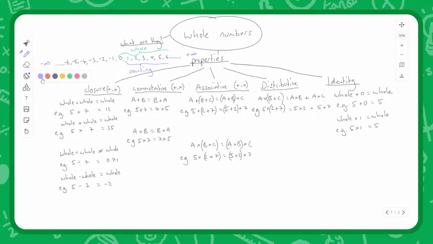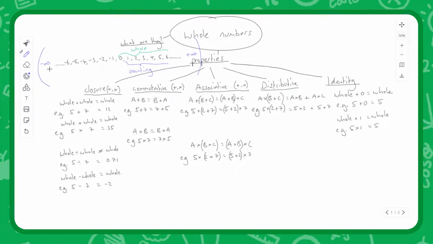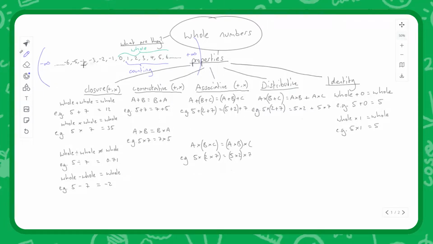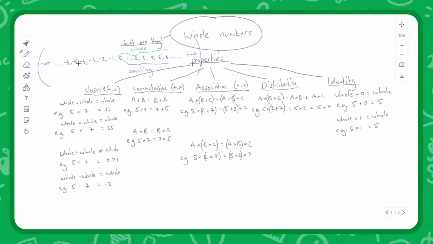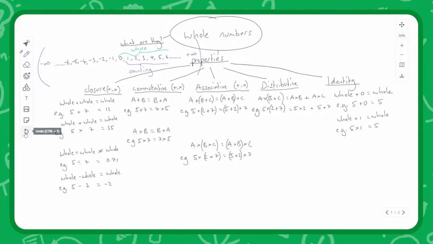And our final category would be integers. Integers are basically anything between minus infinity and plus infinity that doesn't have a decimal point. For example, minus 4 is an integer, but it's not a whole number and it's not a counting number.